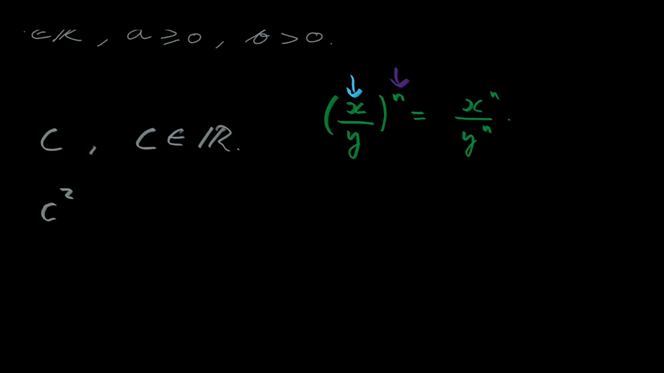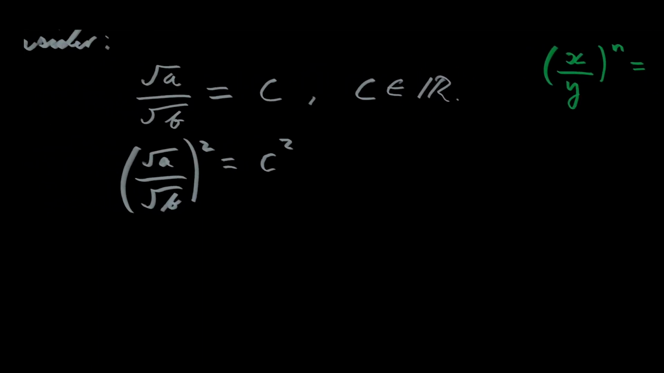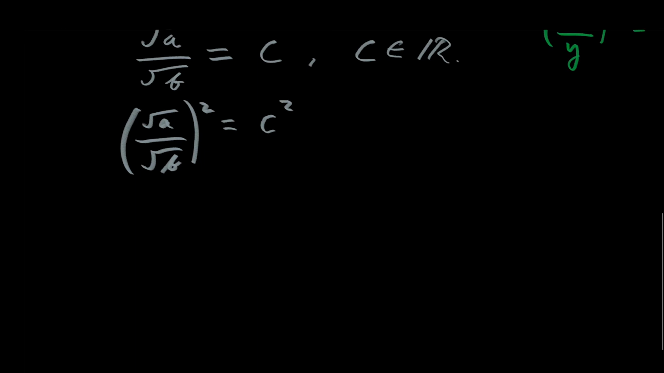I'll be using this property in the proof, and I'll refer to the property as star. So I can just write a star when I apply the property, so you can see where it's being used. So I'm going to use the property now. You can think of x being the square root of a and y being the square root of b. So, the square root of a squared divided by the square root of b squared.